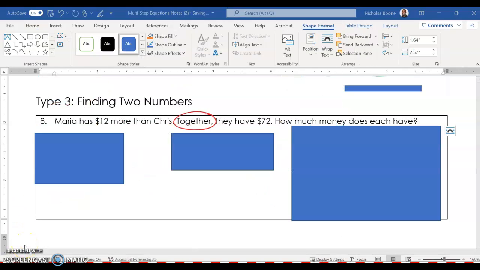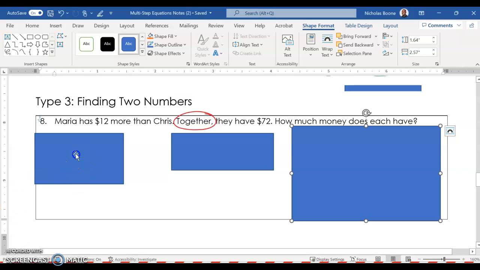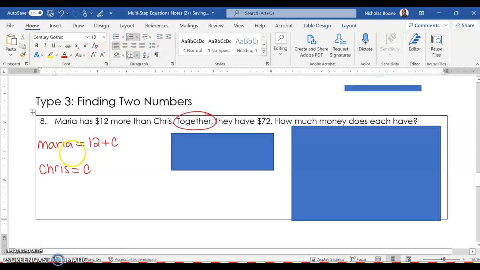All right, so for this last type of problem is essentially the same thing. So really, we call these different types, but they're all really working the same way. So in this case, though, we have Maria has $12 more than Chris. Together, they have $72. How much money does each have? So you're looking for two values. You're looking for the number for Maria, how much money she has, and then you're looking for the amount that Chris has. Now, in the problem, they tell us Maria has $12 more than Chris. But then, do we know what Chris has? They didn't say anything about what Chris has, so this is what I was able to come up with.